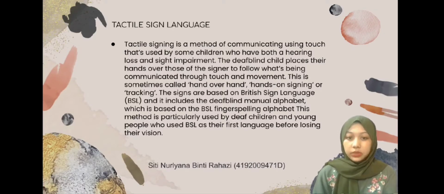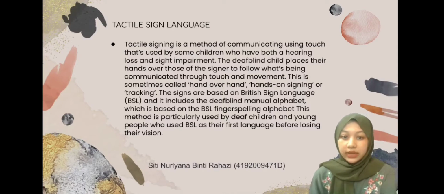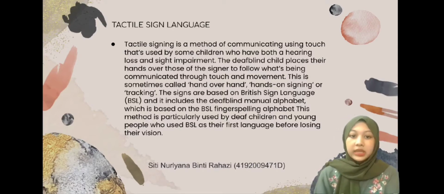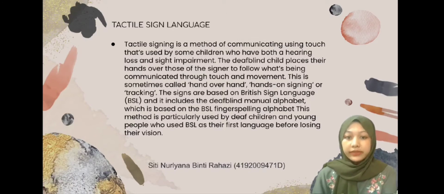The signs are based on British Sign Language, also known as BSL, and it includes the deafblind manual alphabet, which is based on the BSL fingerspelling alphabet. This method is particularly used by deaf children and young people who use BSL as their first language before losing their vision.